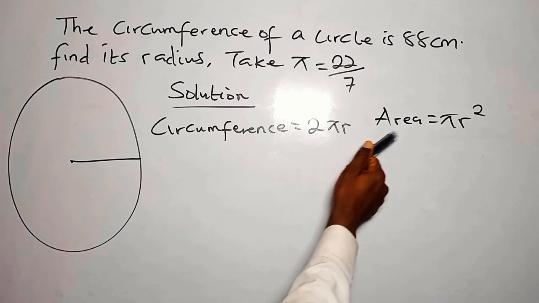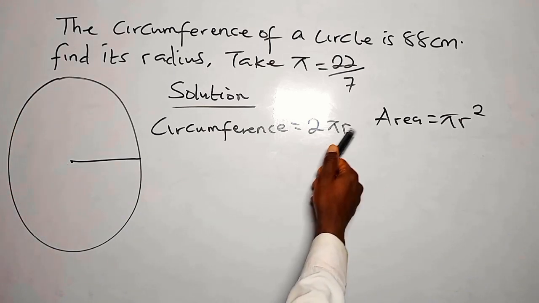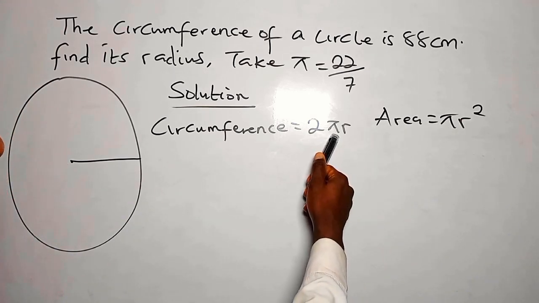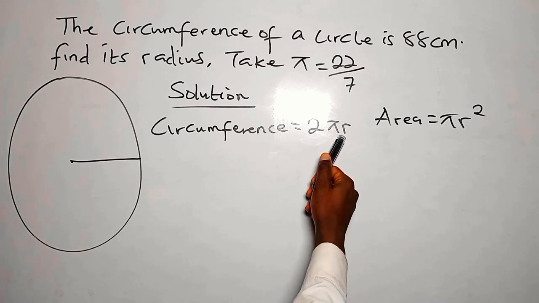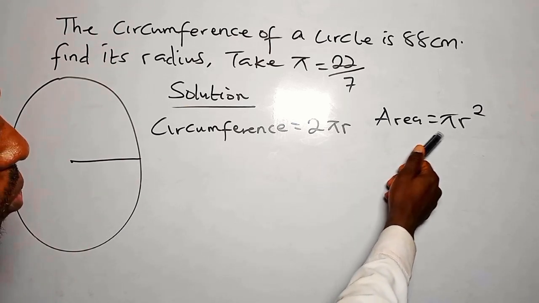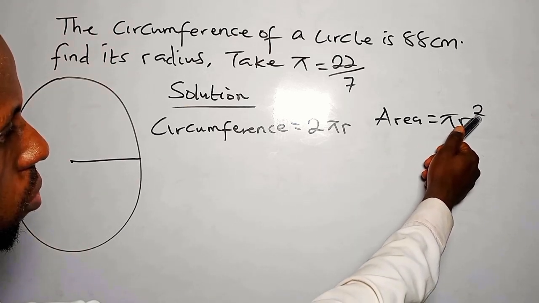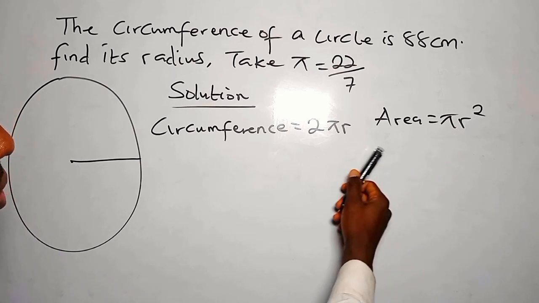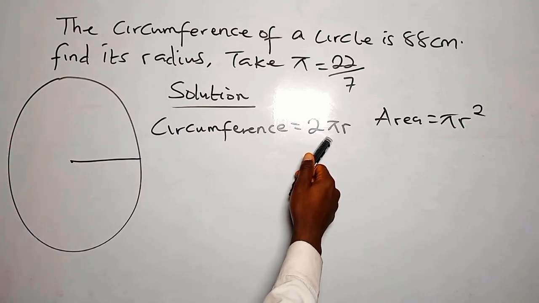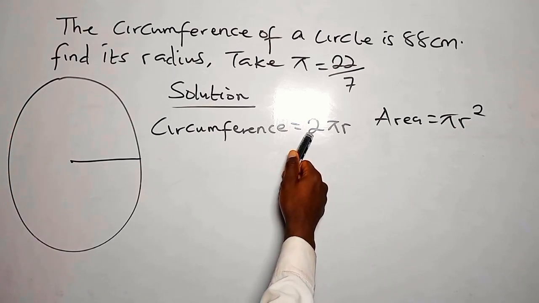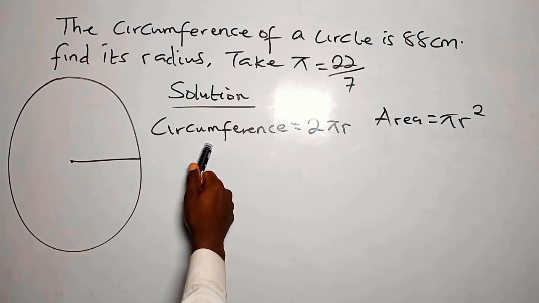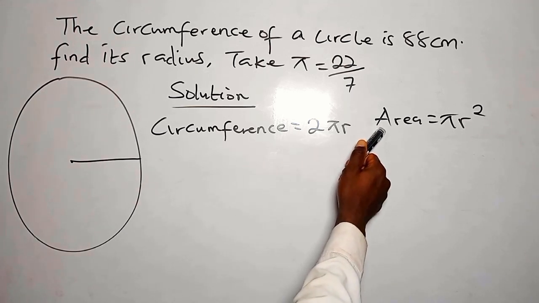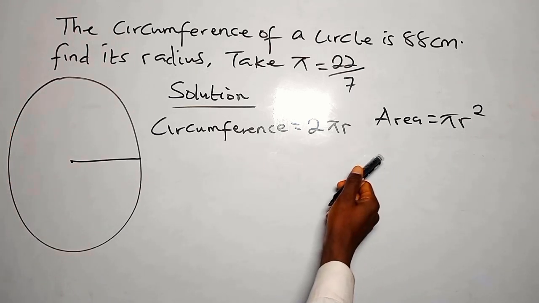Look at this. The similarity between them is pi and r, which is the radius. For the area of a circle, you have r squared, the power of r, but for the circumference, you multiply pi and r by 2. So the circumference of a circle is 2 pi r, and the area of a circle is pi r squared.